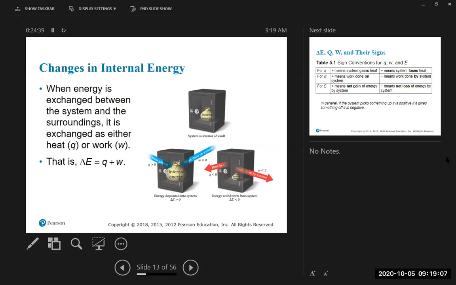So now let's talk about internal energy. When energy is exchanged between the system and surroundings, it's exchanged as either heat or work. And so delta E can also be expressed as Q, which is heat, plus work. And depending upon the type of system it is, work has more or less importance. If it's one of those piston examples that we had with the hydrogen and oxygen gases, then it's pretty easy to see work at play there because you can move that piston up and down. If it's not a system that has something like that, then really you tend to be talking just about heat.